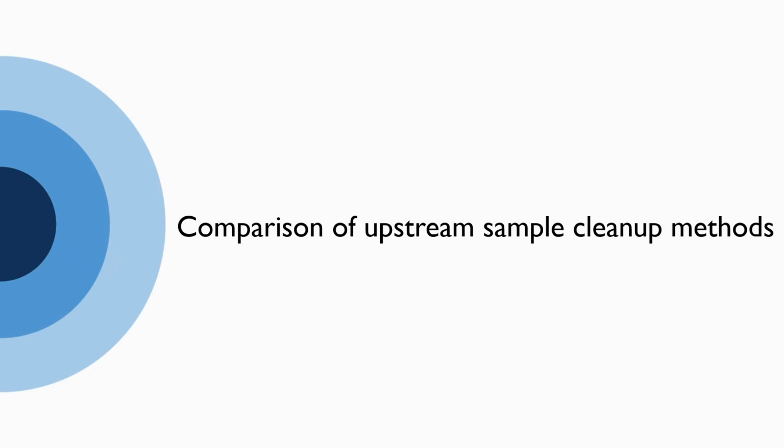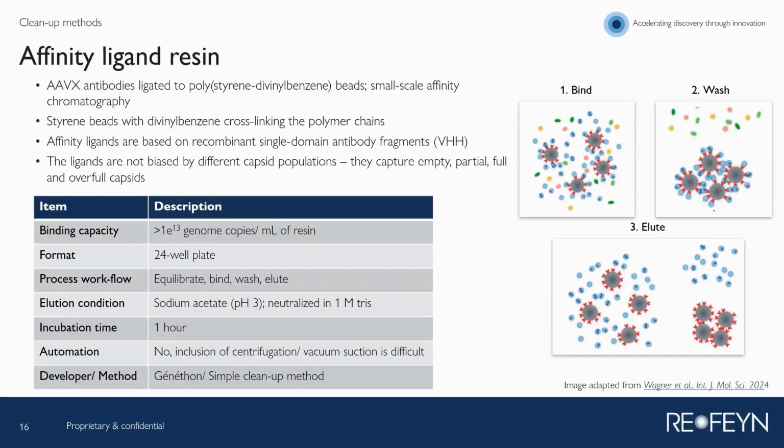In this section, we will discuss three different protocols and some data generated by each of those protocols by our industry partners. The first protocol I would like to discuss today is the affinity ligand resin. These are nothing but polystyrene divinyl benzene beads ligated to AAVX antibodies.